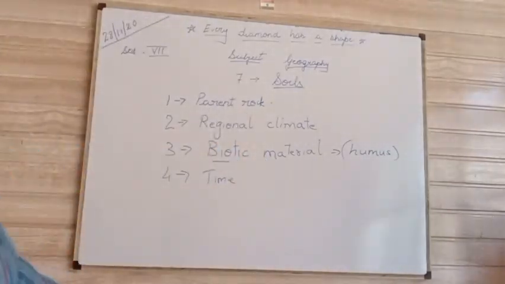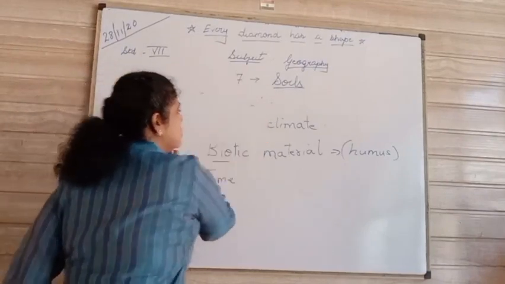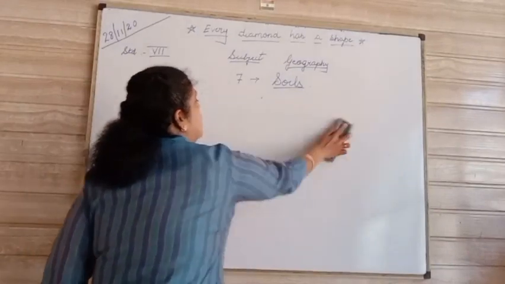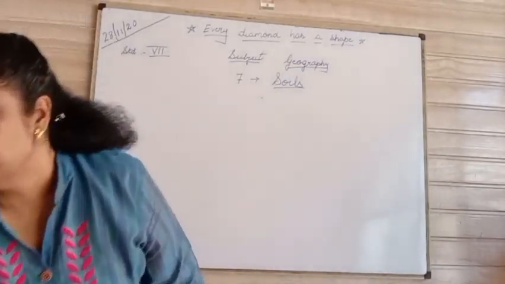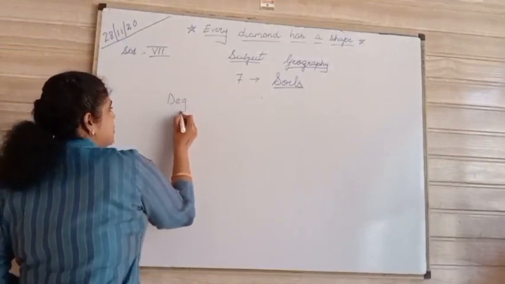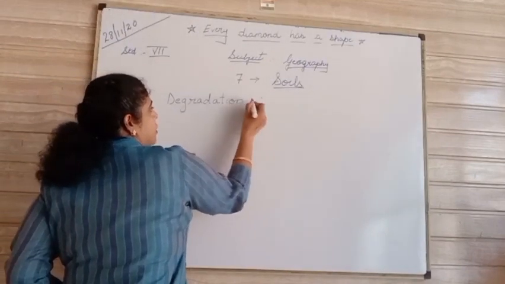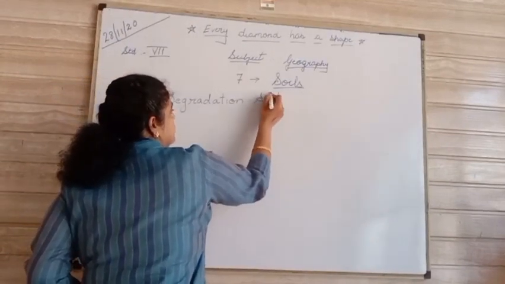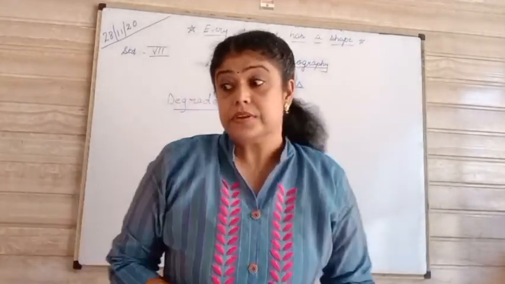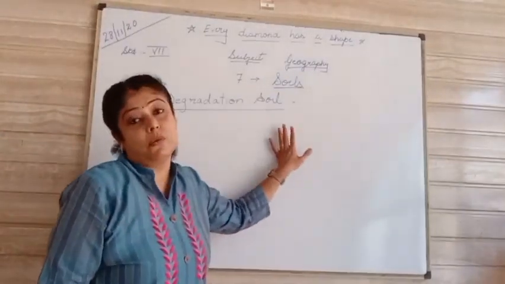That is one of the problems of the soil: degradation of the soil. One of the problems the soil faces is degradation. What is the meaning of degradation of the soil? Degradation means grade becomes less, meaning the quality of the soil becomes less.